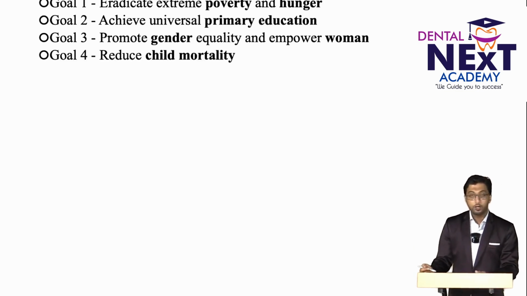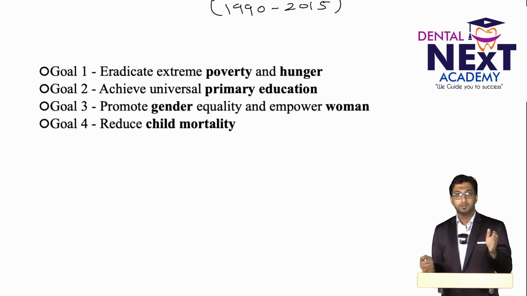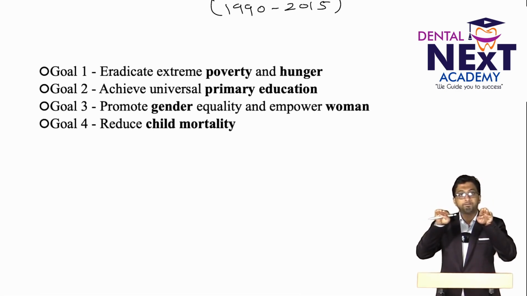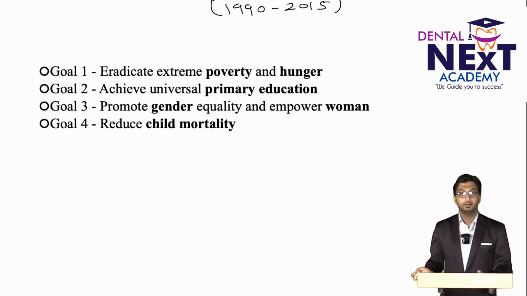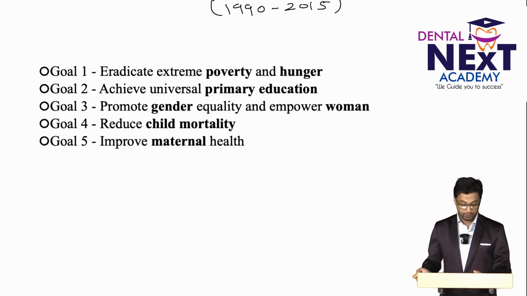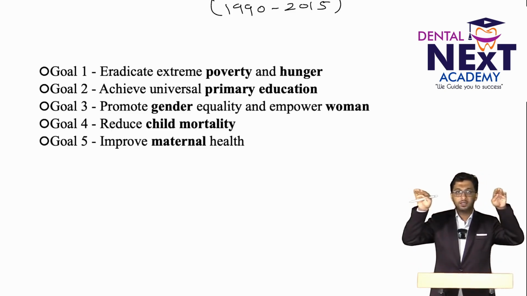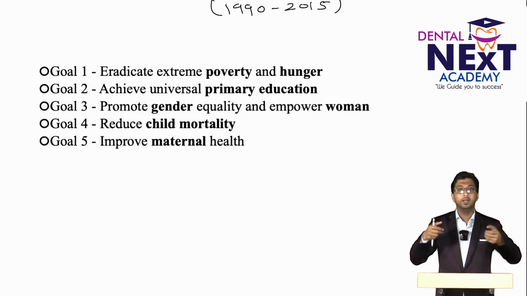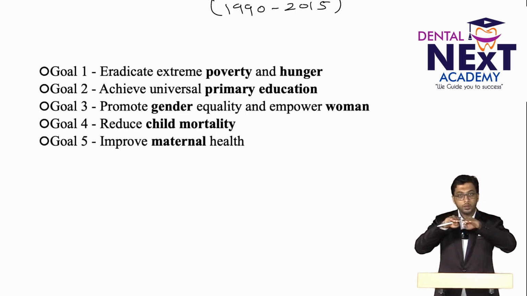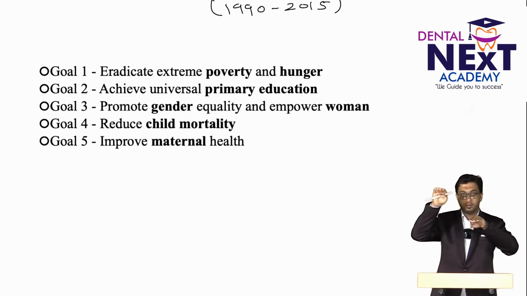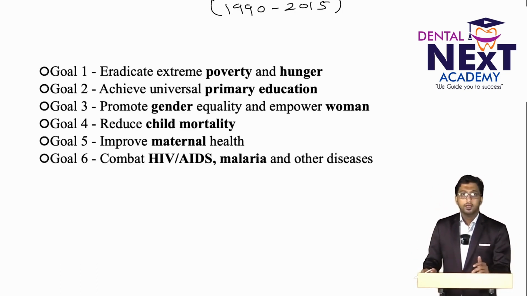Now, reduce child mortality. Initially hunger, education to the children, then woman was given the same status in the family. Now children were born in the family, so child mortality was a very important thing. And not just the child, you should take care of the mother also. The family was considered, poverty was controlled, then education was given importance, then woman was empowered, child was born, child mortality, then the mother, mother is the key. So improve maternal health.